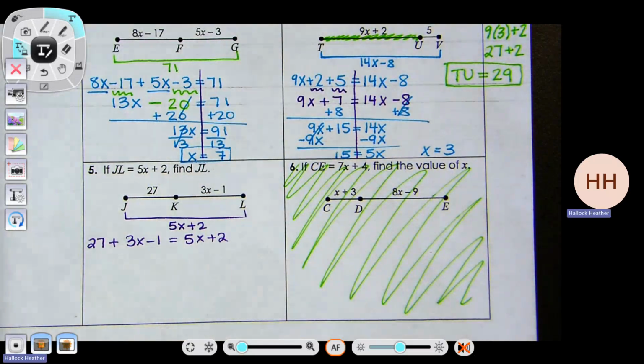So first thing you should do if you want to draw your line, there's two things on the left side that can combine. So 27 minus 3, that's 24, that's good. So now you're going to plug it back in. So JL is the whole thing, so you're plugging your 12 into that part. So you're doing 5 times 12 plus 2.